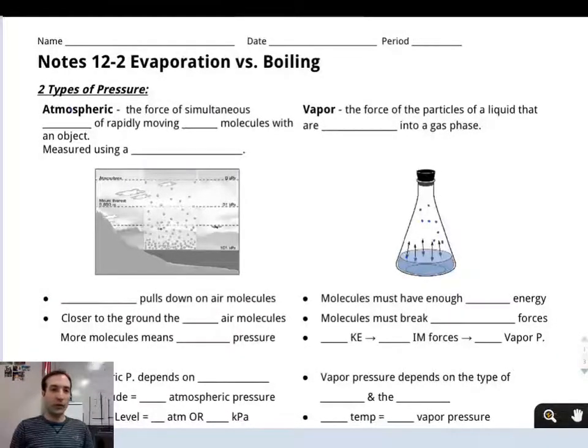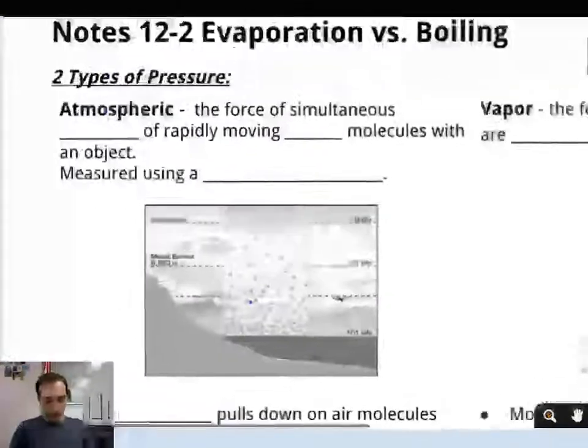We're going to talk about the difference between evaporation and boiling. To understand that, we need to talk about two types of pressure first. We talked about pressure just the other day.